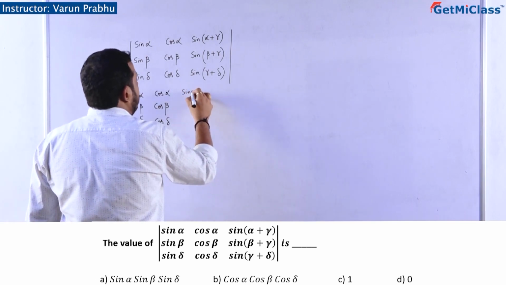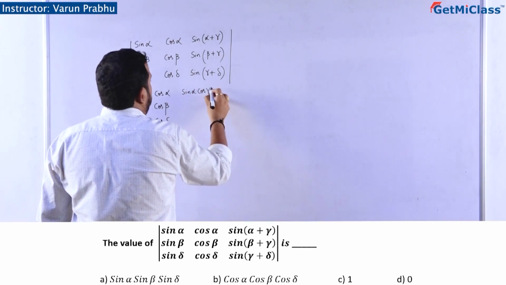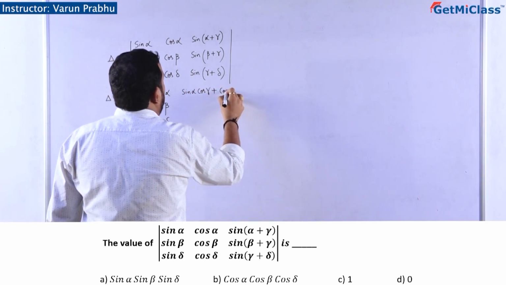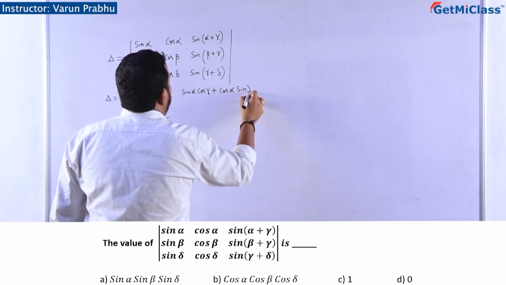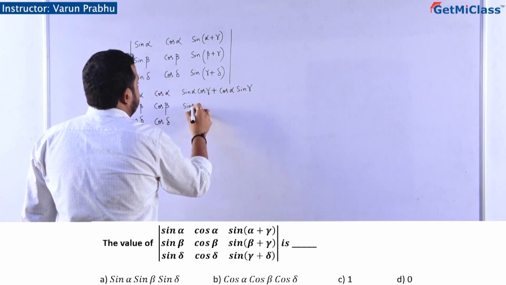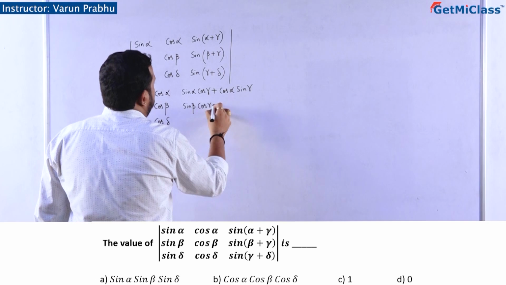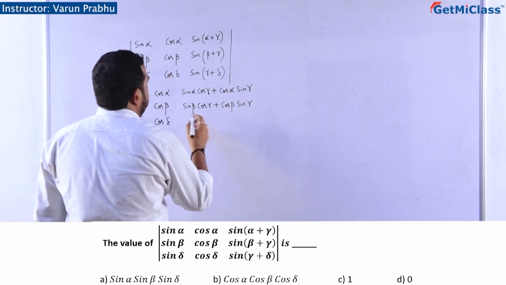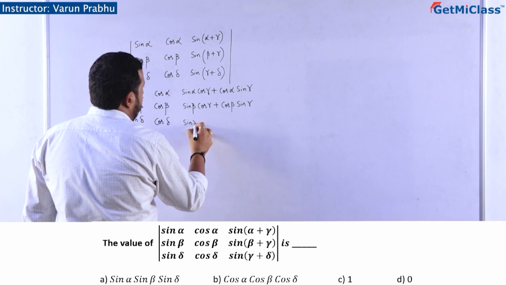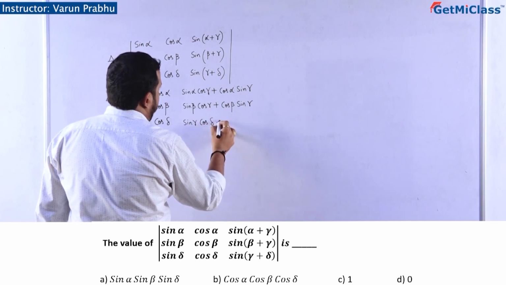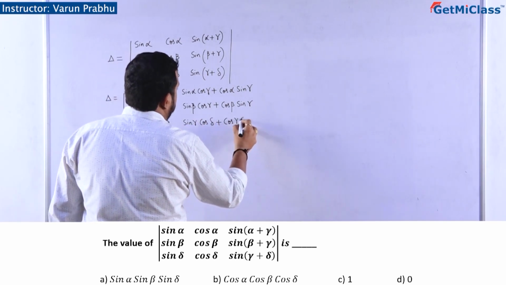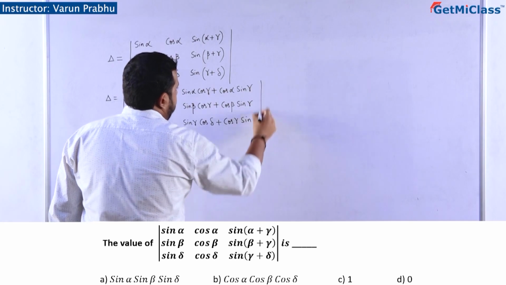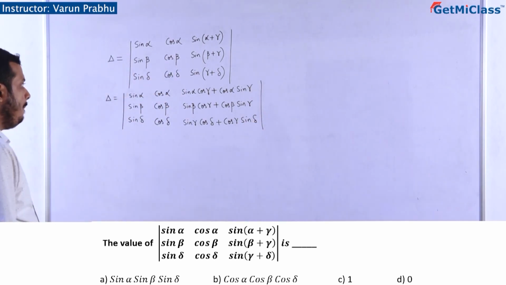Sine alpha plus gamma can be written as sine alpha cos gamma plus cos alpha sine gamma. Sine beta cos gamma plus cos beta sine gamma, sine gamma cos delta plus cos gamma sine delta.